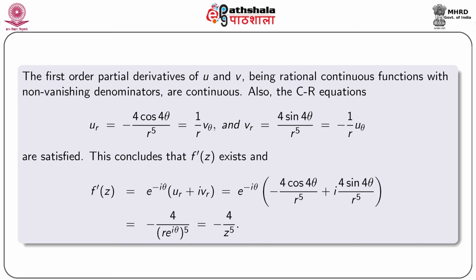This concludes that f'(z) exists, and f'(z) = e^{-iθ}(u_r + i v_r), and this equals e^{-iθ}(-4 cos 4θ / r^5 + i 4 sin 4θ / r^5), and that is equal to -4 / (r e^{iθ})^5, and that is equal to -4 / z^5. So, this gives the value of f'(z).